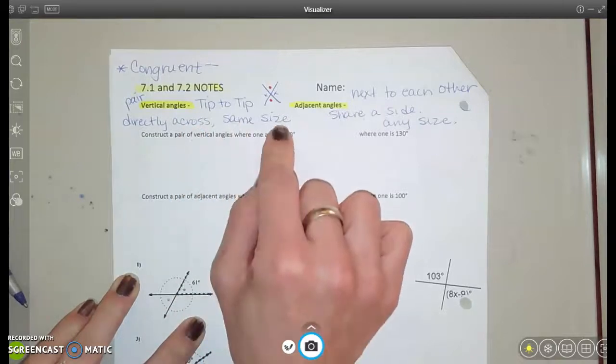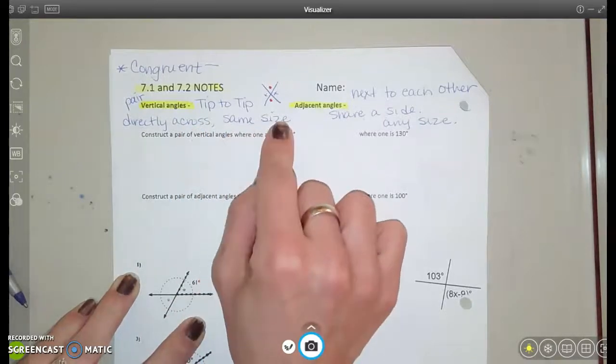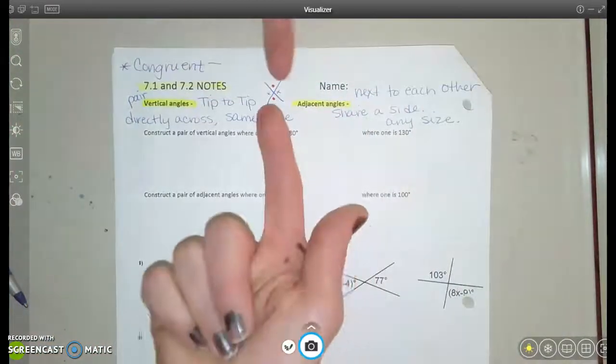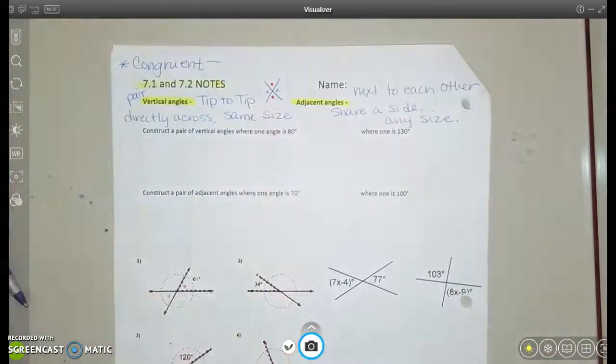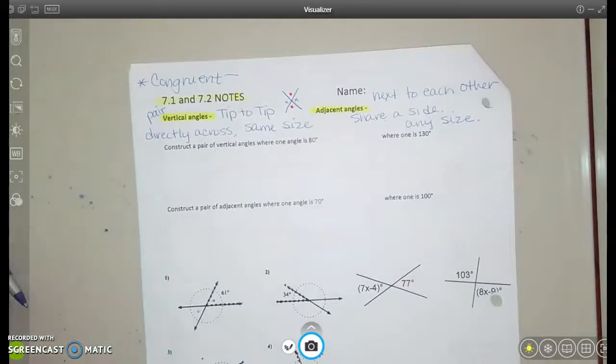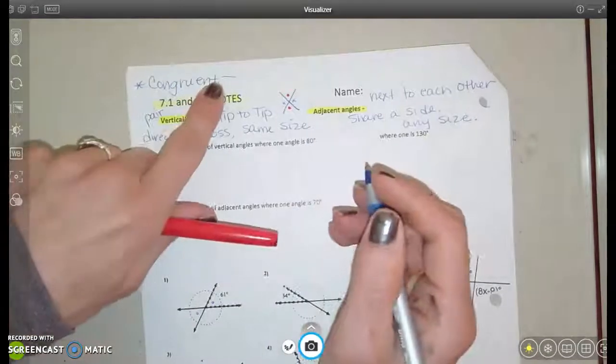It's important to note that with vertical angles, they're the ones that are directly across from each other, and they have to be the same size. They're always the same size, right? When I take these two angles, they're the same size, and these two red angles are the same size, okay? And the word in geometry that we use for exactly the same size or exactly the same measurement is congruent.